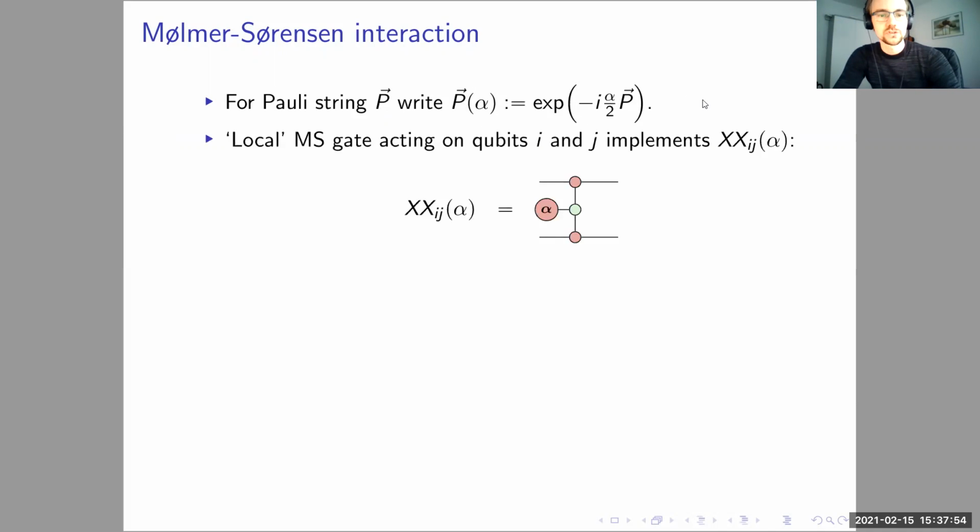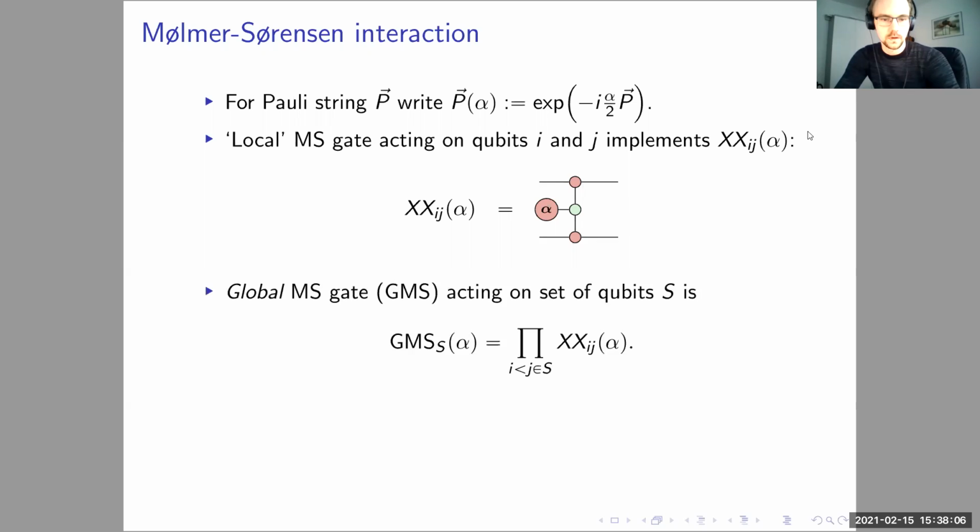Now the Mølmer-Sørensen gate acting on 2 qubits is actually the exponentiated XX gate. This looks familiar, but the colors are flipped with regards to the standard phase gadget construction. And then the global MS gate, so the interaction that targets more than 2 qubits, just does this operation on every pair of qubits. So if you have 3 qubits, it just does this on qubits 1 and 2, qubits 2 and 3, and qubits 1 and 3. So every possible pair.